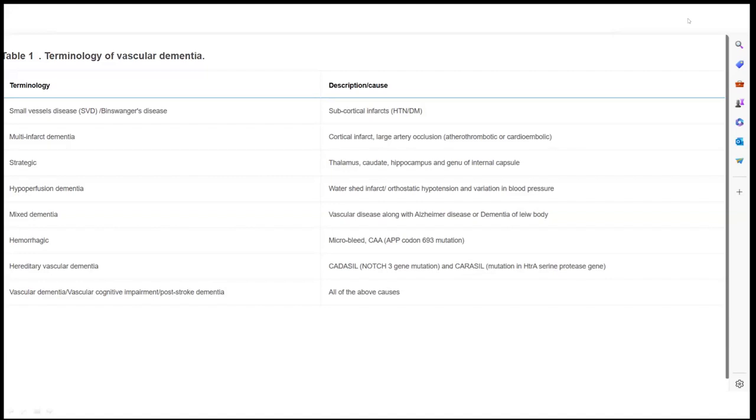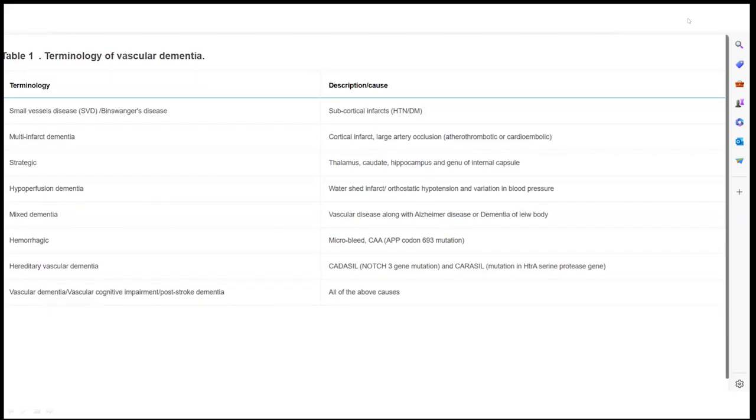We know that mixed dementia, mixed vascular and Alzheimer's dementia, is a very common clinical presentation. And in those, we will find vascular injury as well as Alzheimer's disease or dementia with Lewy body manifestations on neuroradiological imaging. Hemorrhagic strokes, again, are a variant. Hereditary vascular dementias, where there are definite or identified genetic mutations, such as CADASIL and CARASIL disease.